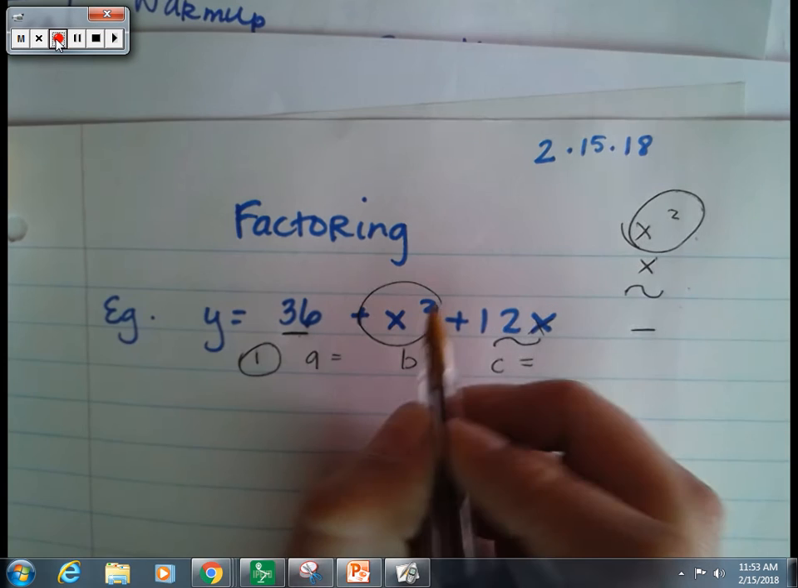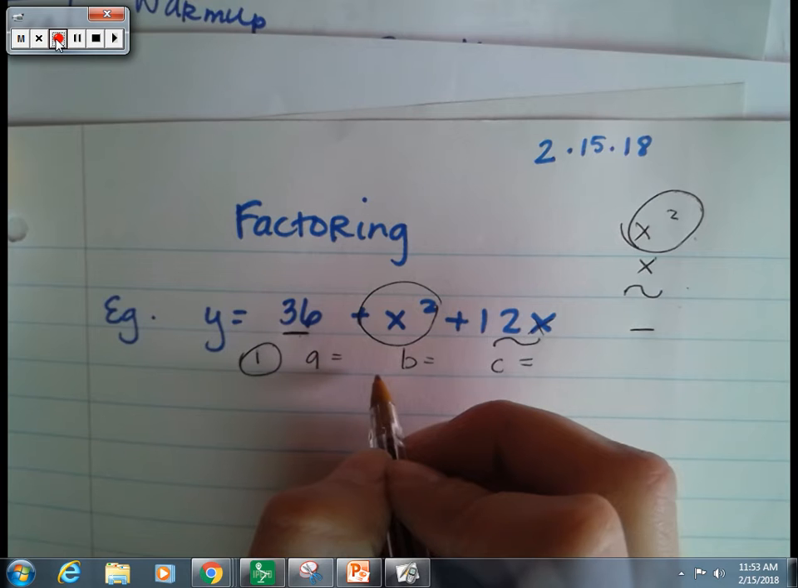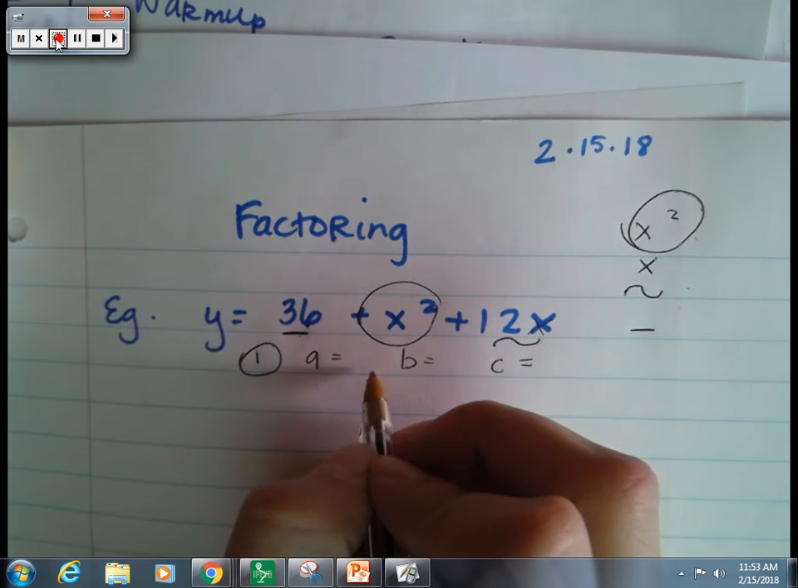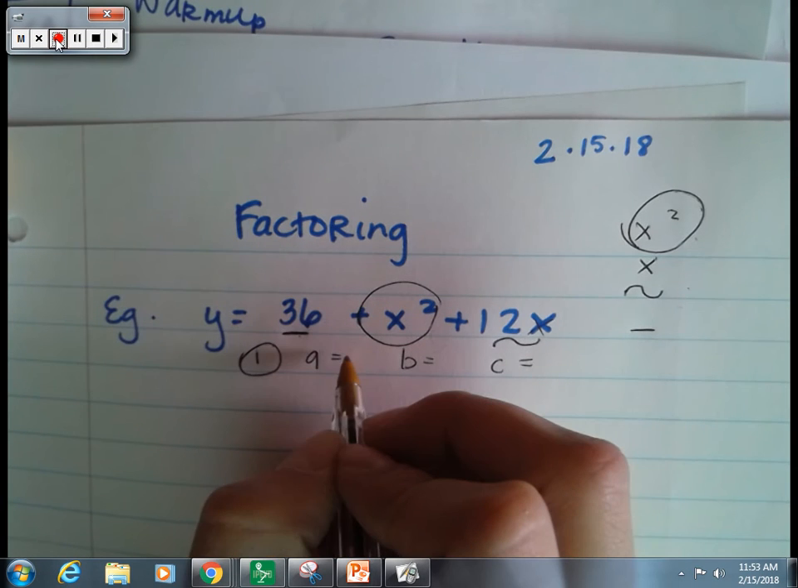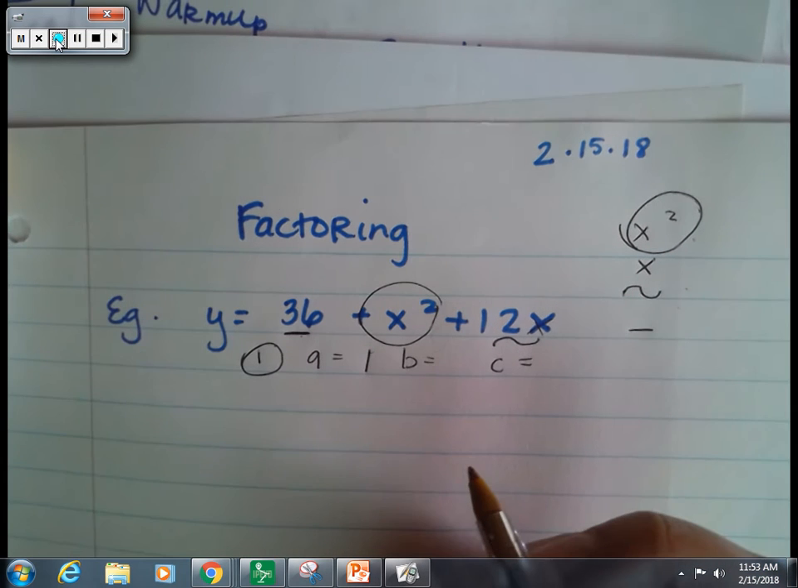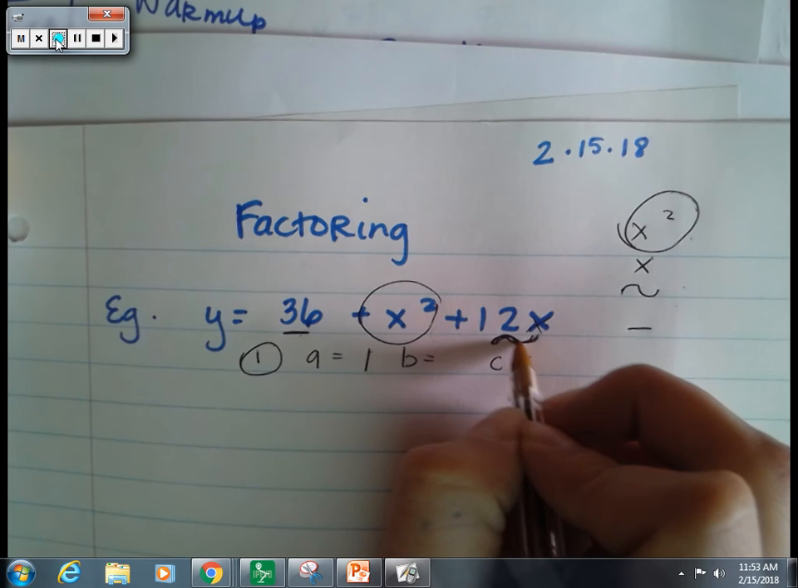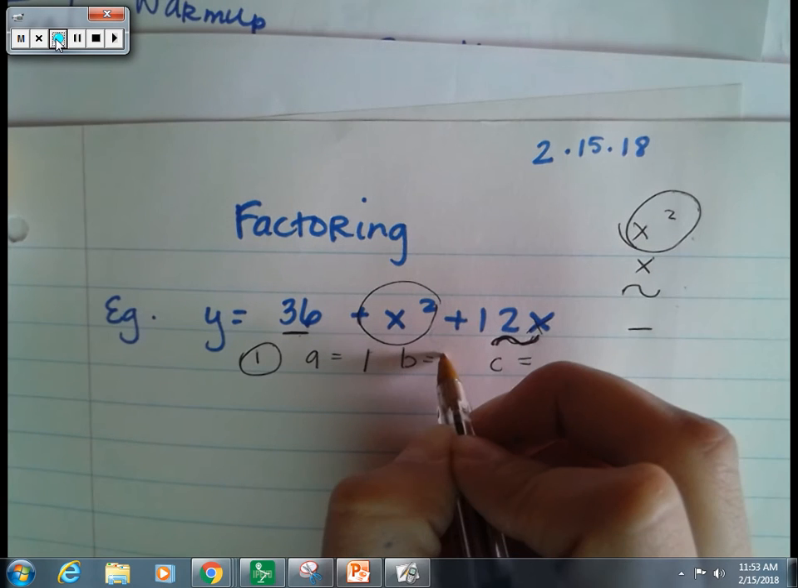Alright, so my A. Mario, what's my A? How many x squares do I have? One. It's just 1. So my A is 1. B is the one that has a squiggly. Yusuf, how many x's do I have? Not 1.